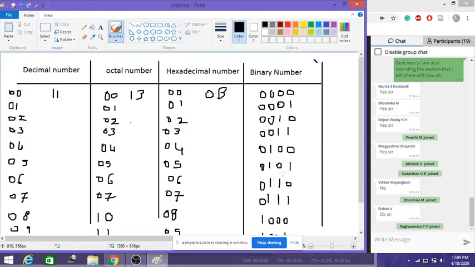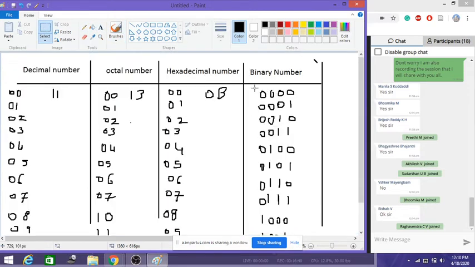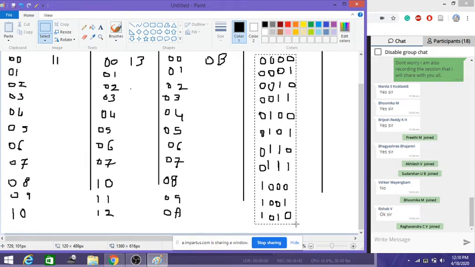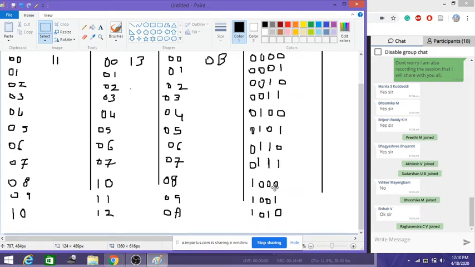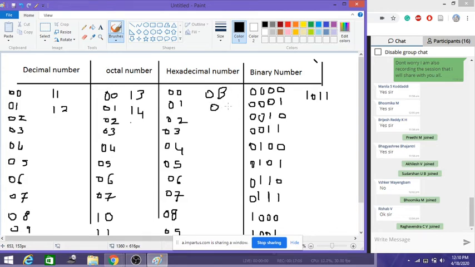Now what about this bit? Okay, let me shift this one also, and I'll erase this one. So now the next binary digit will be 1011. Now if you write 12 here, what will be the octal number? The equivalent octal number will be 14 and the hexadecimal number will be 0C.